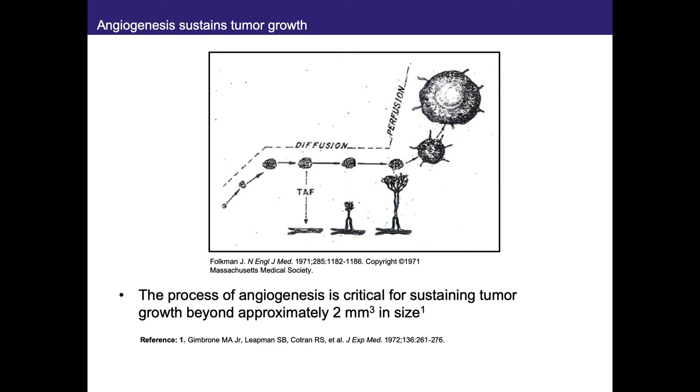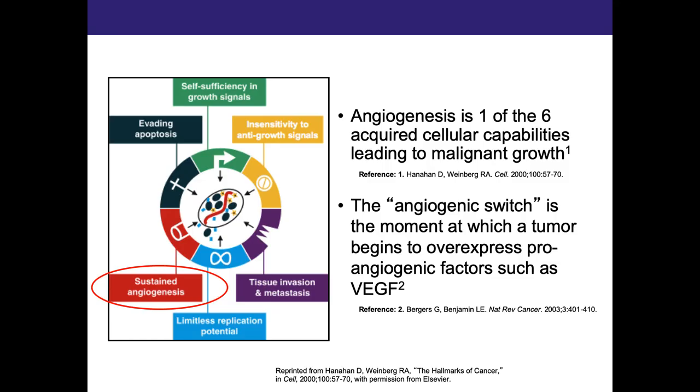All right, so angiogenesis is one of the 6 acquired cellular capabilities leading to malignant growth. And that angiogenic switch is the moment at which a tumor begins to overexpress pro-angiogenic factors. Remember, you're recruiting new blood vessels, such as vascular endothelial growth factor, and you get then sustained angiogenesis, one of the 6 acquired cellular capabilities leading to malignant growth.